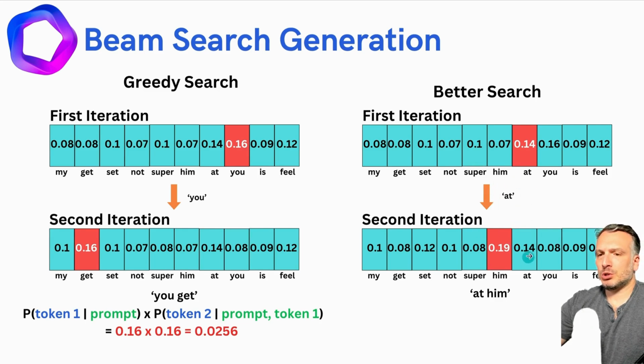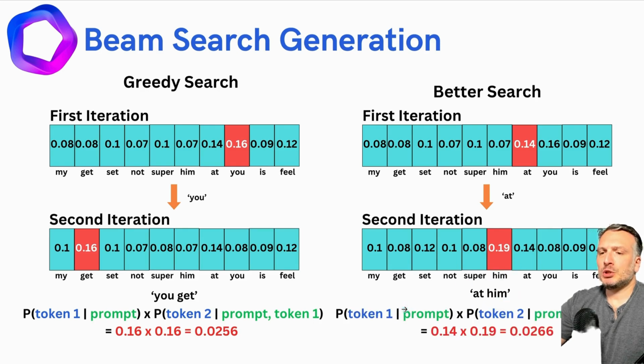Let's say that if I were to choose the word "him" in the second iteration, I would get the sentence "at him". I could compute the probability of this sentence. The probability of the first token times the probability of the second token is equal to 0.14 times 0.19, which gives me a value of 0.0266. 0.0266 is a higher value than the value we saw in the case of the greedy search. This means that this sentence has a higher probability of being relevant considering the prompt that we have. And the only reason we got this higher probability sentence is that in the first iteration, we chose a word that did not have the highest probability.